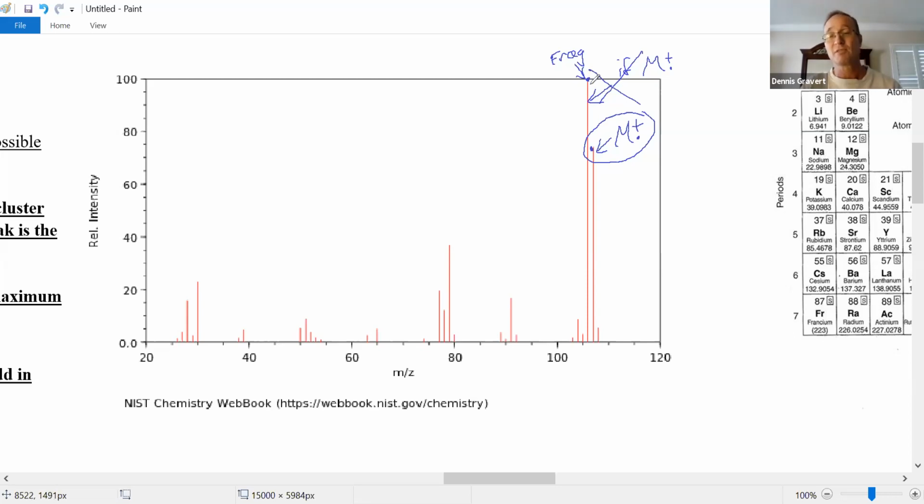Sure, this large one could be fragmentation. If it was small again, I could still say, well, the molecule does not like kicking out a hydrogen, but it happens every once in a while. That's why it's smaller. Okay, that's probably the hardest thing.